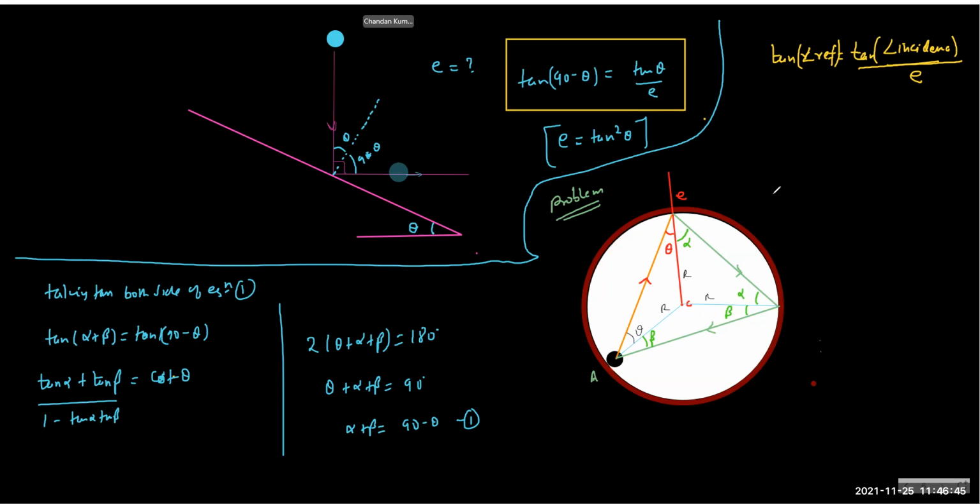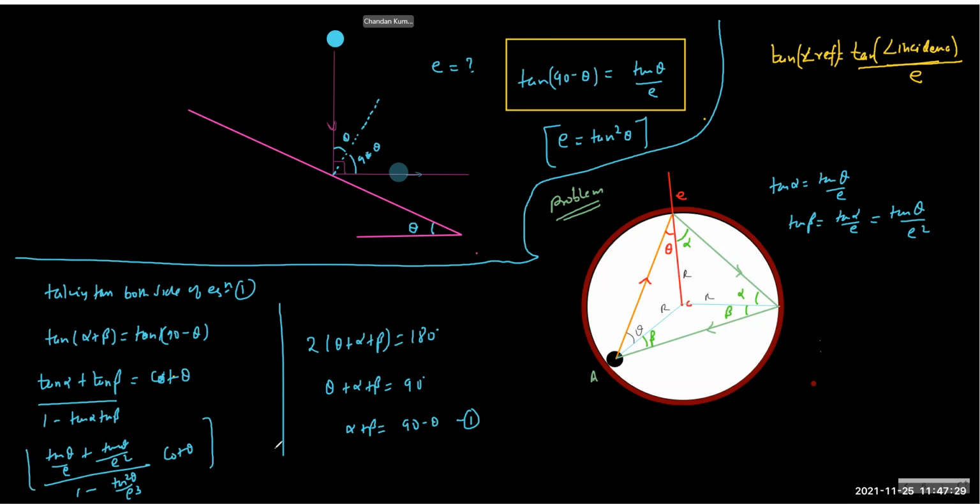Now tan alpha we can write. From Newton's law, tan alpha must be tan theta by E. And tan beta must be tan alpha by E, which eventually becomes tan theta by E square. The only thing left is to substitute the values. So tan theta by E plus tan theta by E square, over 1 minus tan square theta by E cube, equals cot theta. If you cross multiply and rearrange, you get the answer. I don't have space, so I'm leaving it here. I hope this is clear to all of you. Is this clear, guys? Yes.